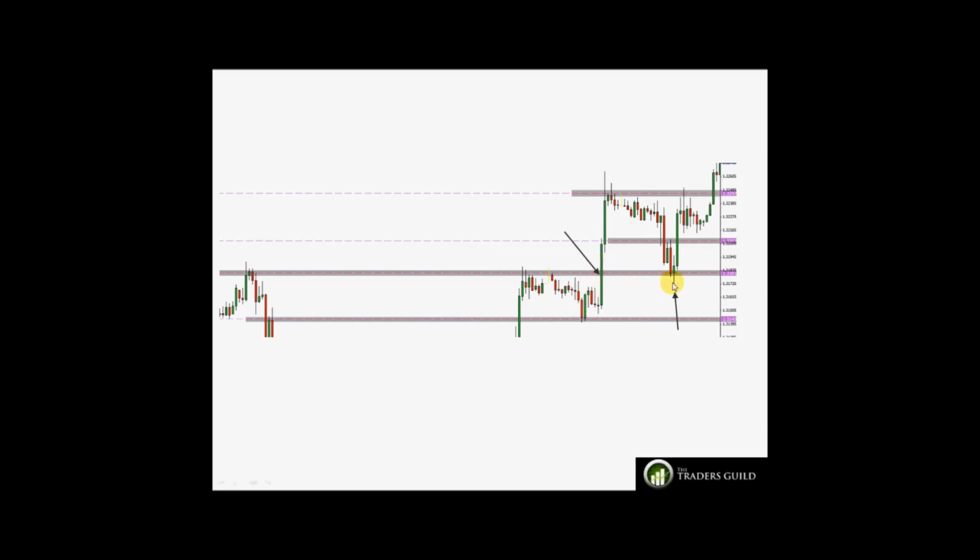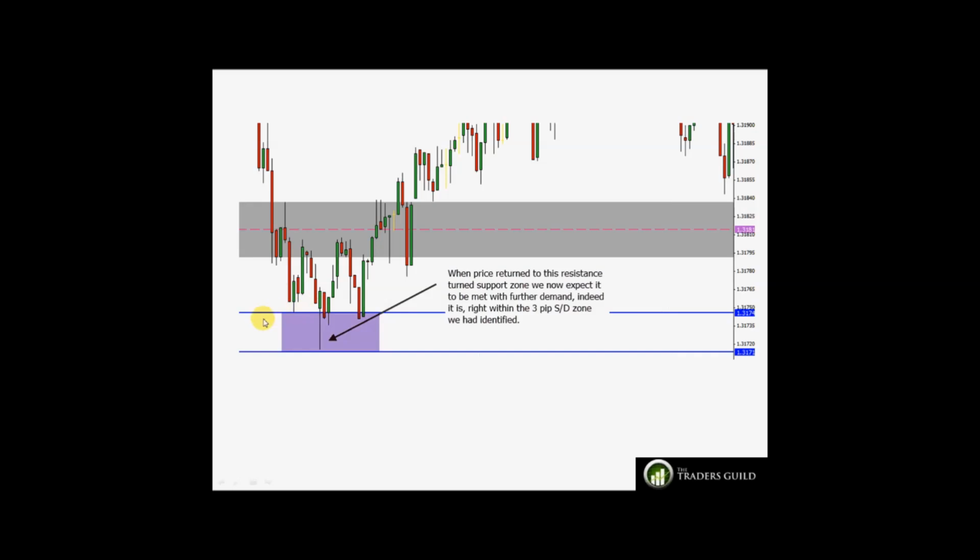Okay, so now we're scrolling over to the 1 minute time frame for when we had the first retrace back to the former resistance turned support zone. So this is scrolling across from the previous chart. And we can see this was where the demand was met on the first retrace and price subsequently bounced. Within this 3 pip zone that we identified on the 1 minute time frame by looking at the breakout area, we identified the exact 3 pip zone where price was met with demand again on the first retrace.